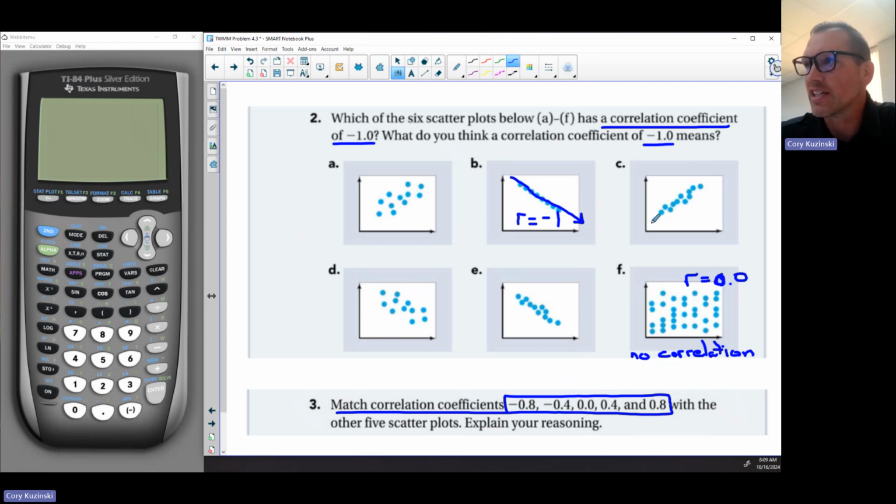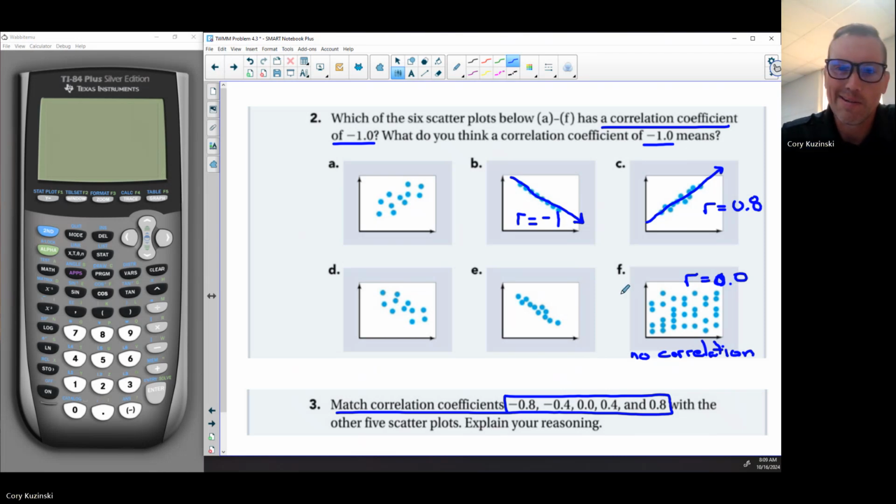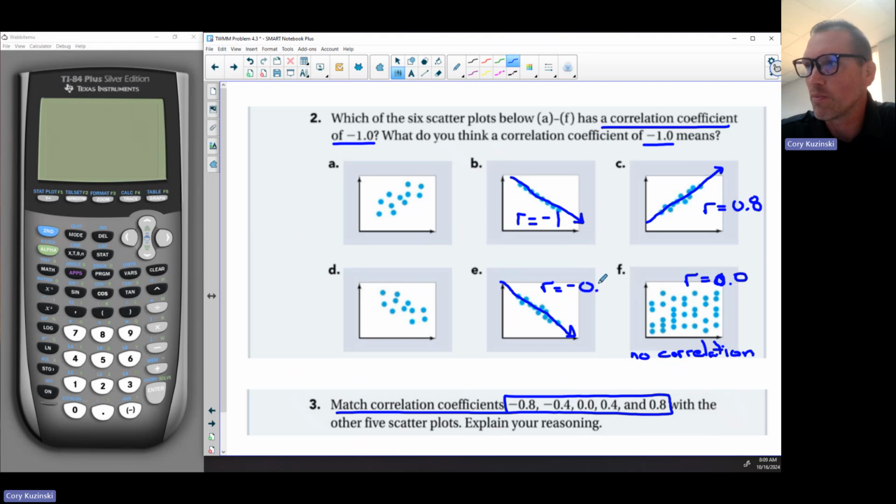So let's look at this. I mean, this one's pretty close to a line, right? But not perfect. So that's why that is R equals 0.8. Close to +1, but not perfect, okay? And likewise, this one, again, pretty close to a line. That's why this one is R equals negative 0.8. Close to a perfect negative correlation, but not absolutely perfect.